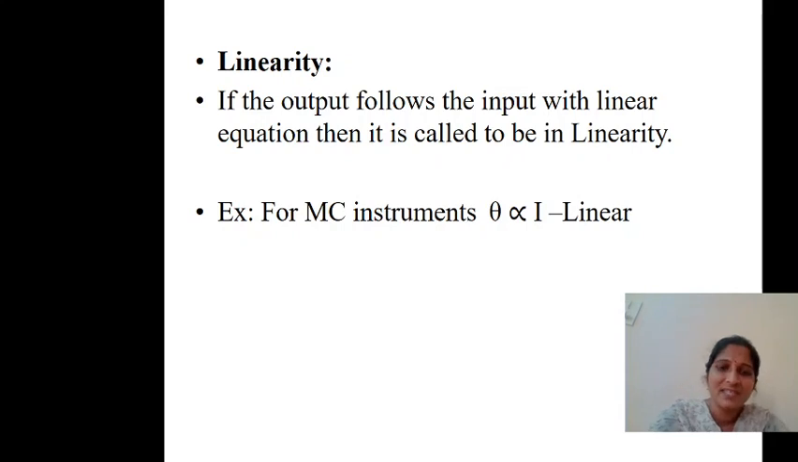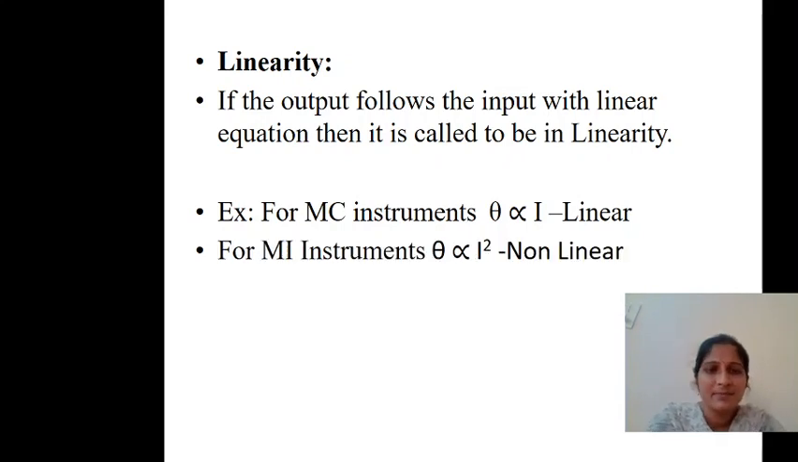For MC instruments, the equation is theta is proportional to I. This you will be studying in later classes. For MC instruments, the relation is theta proportional to I, which means it is linear. For MI instruments, theta is proportional to I square, which means non-linear. If the relation is linear, it is said to be in linearity, and if it is non-linear, then it is not in linearity.